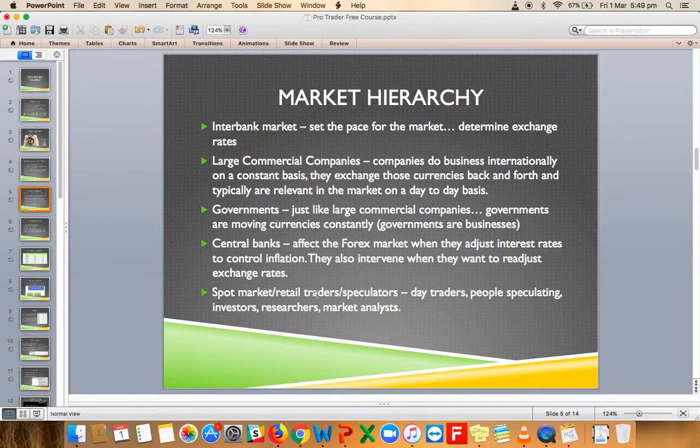And then you have the governments. Just like the big commercial companies, governments are moving currencies constantly, sometimes to balance the exchange rate of their country, sometimes also to prevent inflation and the rest of them. They have central banks. Central banks affect the market as well. When they adjust the interest rate, they also control inflation. They also intervene when they want to readjust their exchange rates. So know that these are the participants in this market.